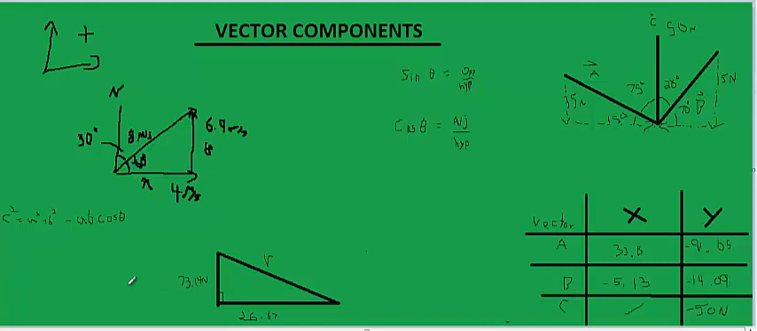And when we do that, 73.14 squared plus 26.67 squared is equal to, and when we punch in all those numbers, we get R is equal to 77.8 newtons. 78 newtons, sorry.